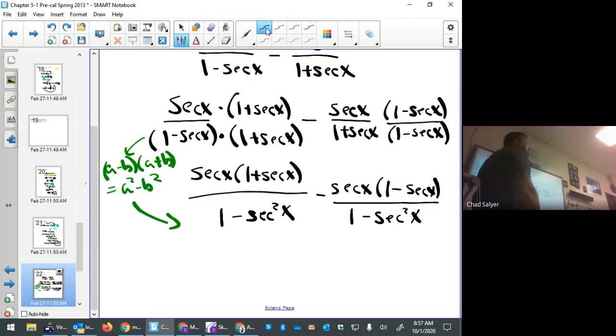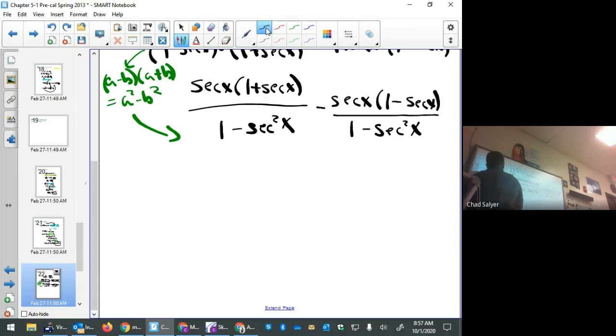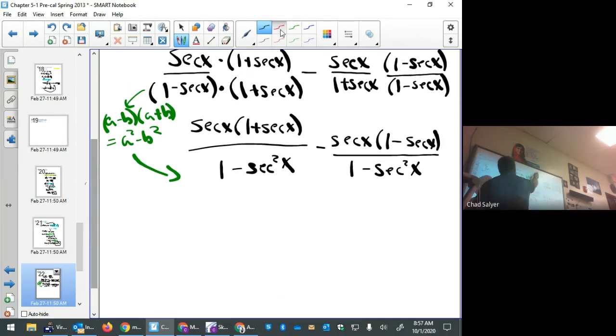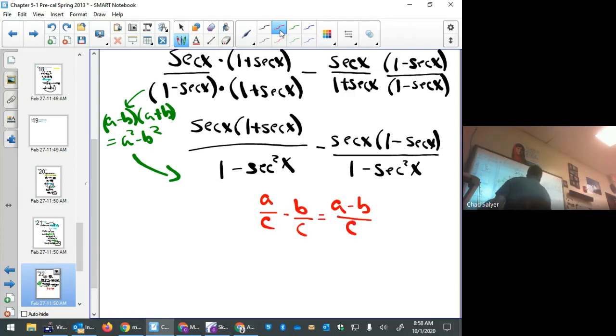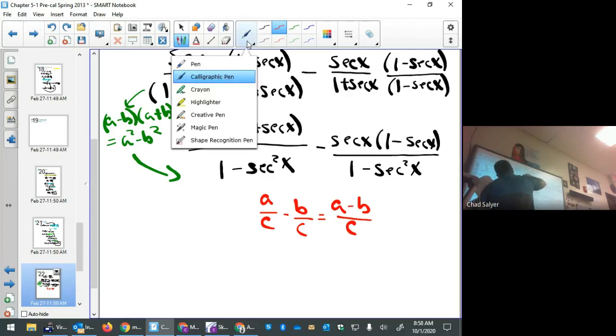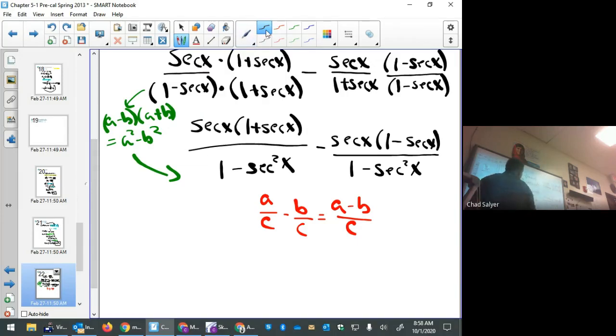So now we have a common denominator. And there's a trick we can use, which is if I say A over C minus B over C equals A minus B over C. In other words, if I have two fractions with the same denominator, I can combine the numerators, write it as a single term. So let's do that.